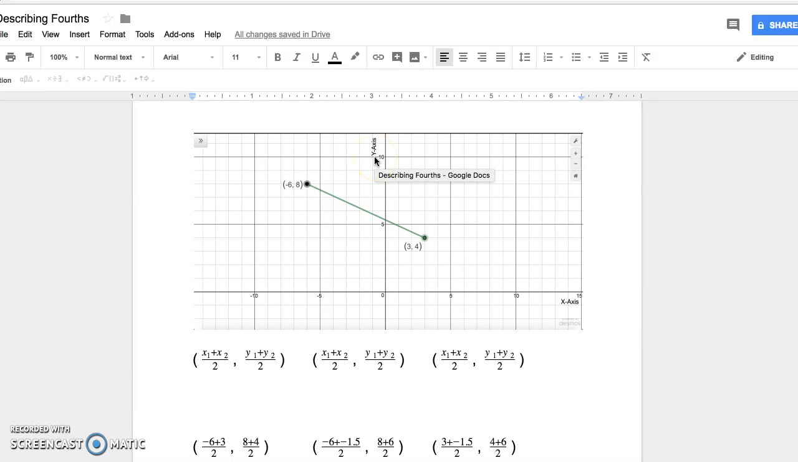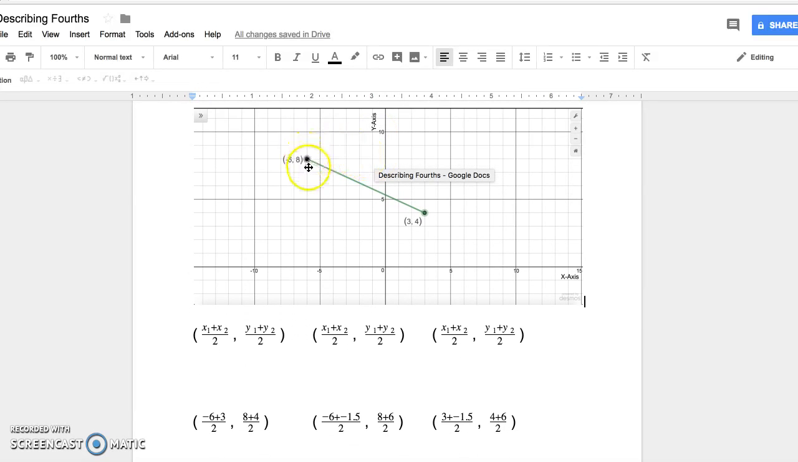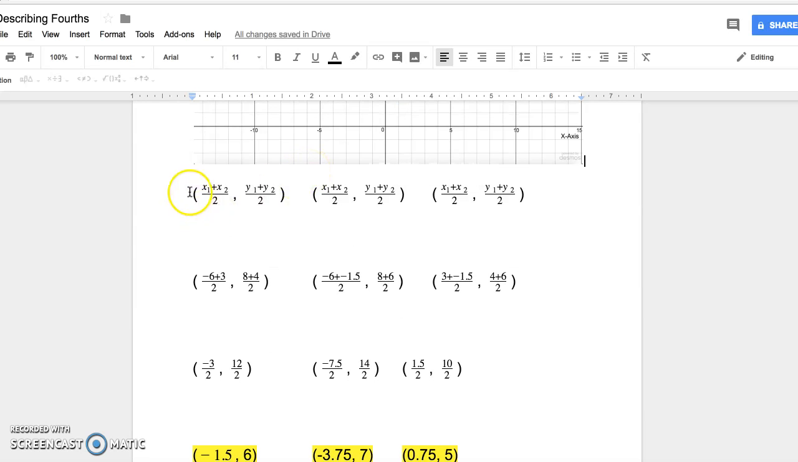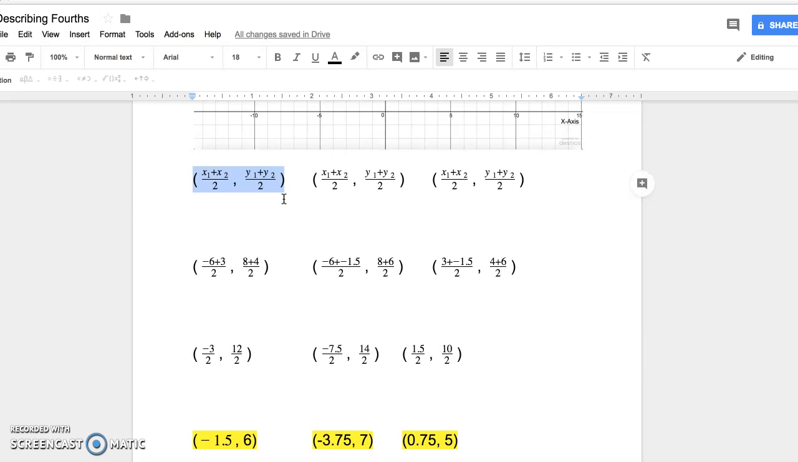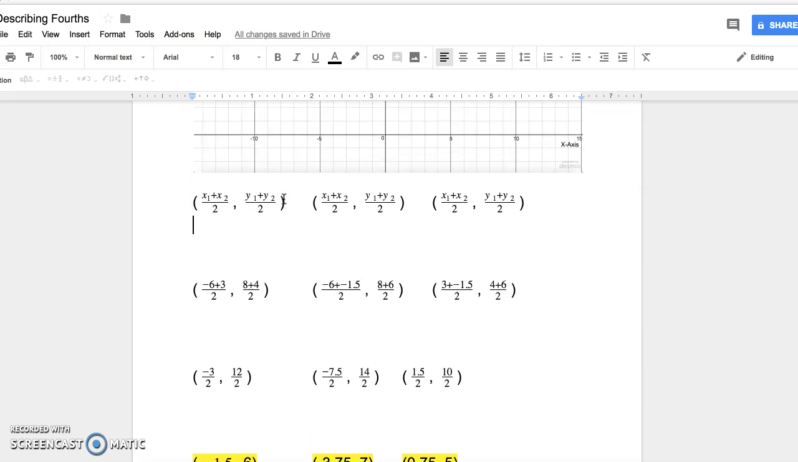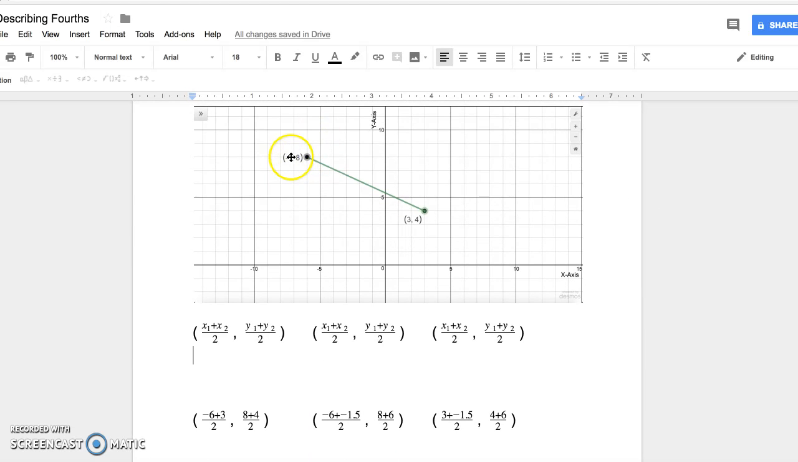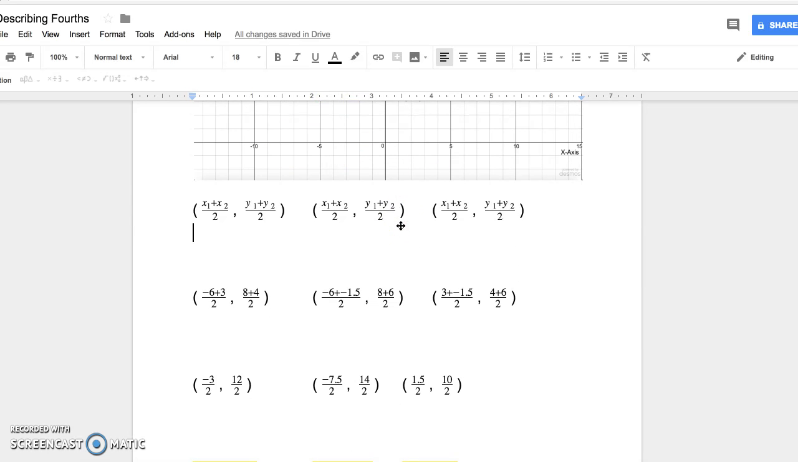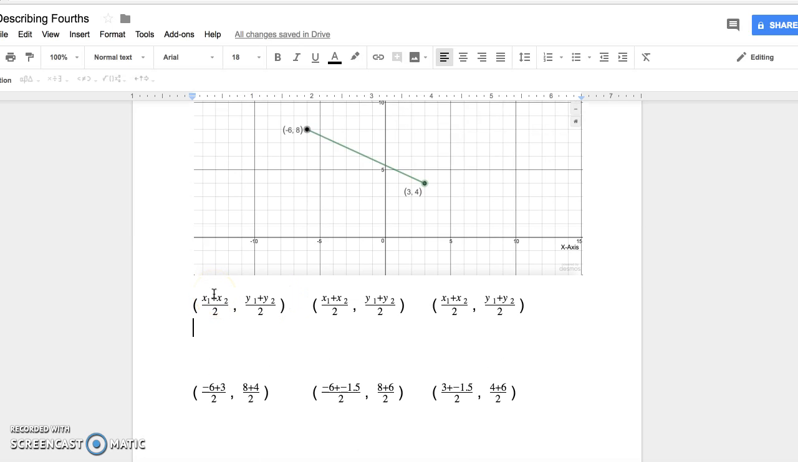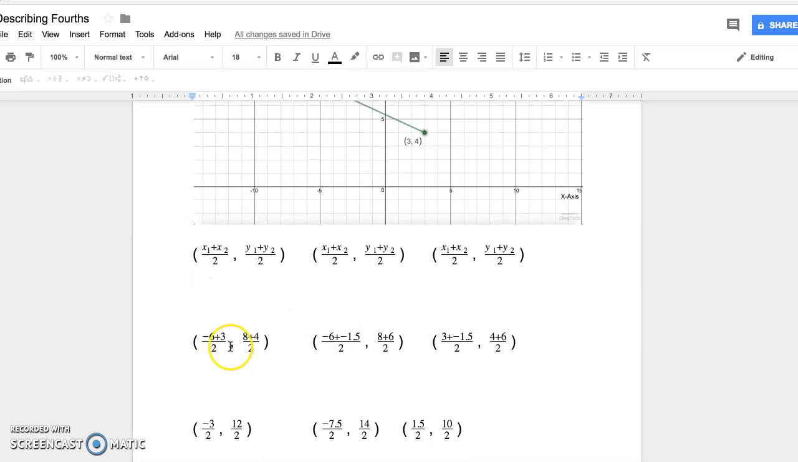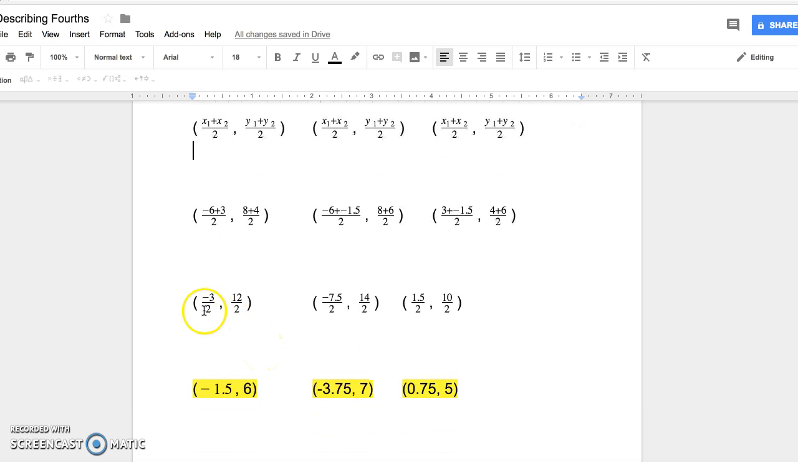Okay, so first we made a line segment, and I had endpoints of (-6, 8) and (3, 4). So first we used our equation of (x1 + x2)/2 and (y1 + y2)/2, and we plug in our points from (-6, 8) and (3, 4): -6 plus 3, and then we did 8 plus 4, and we divided those by 2, and we use that answer for our midpoint.